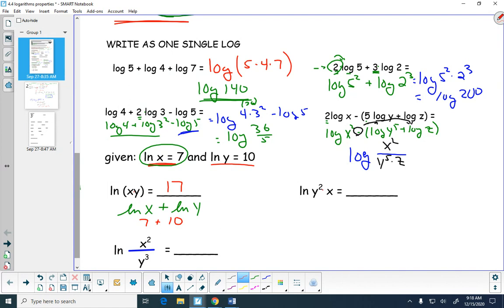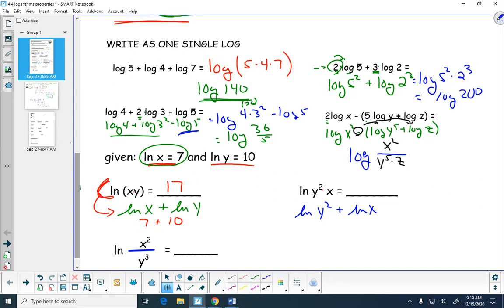We have ln of y squared times x. First, don't deal with the exponent yet, just separate them into their two logs, just like we did with the first one here. Just like Mickey did over here, we have ln of x times y, which is ln of x plus the ln of y. We have ln of y squared times x. First, separate them into their own separate logarithms. Marissa, what would that look like? Would it be ln of y squared plus ln of x? That is correct.